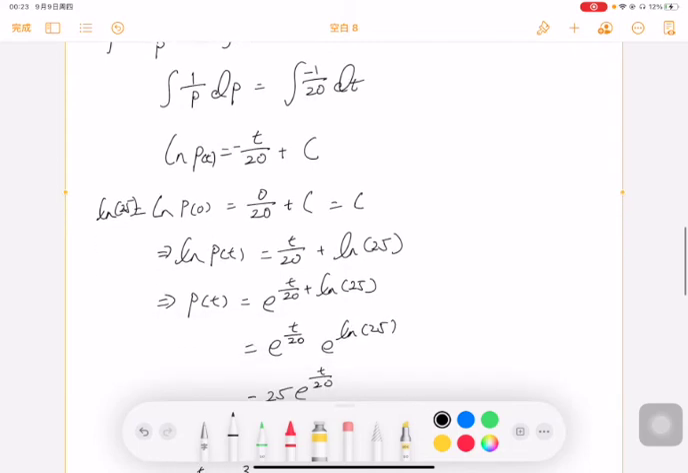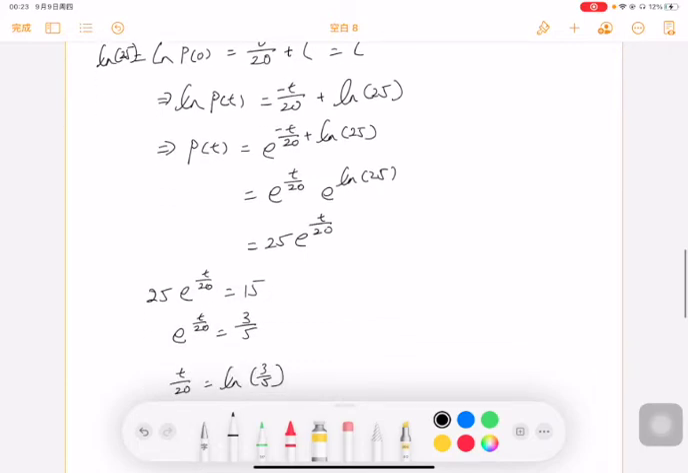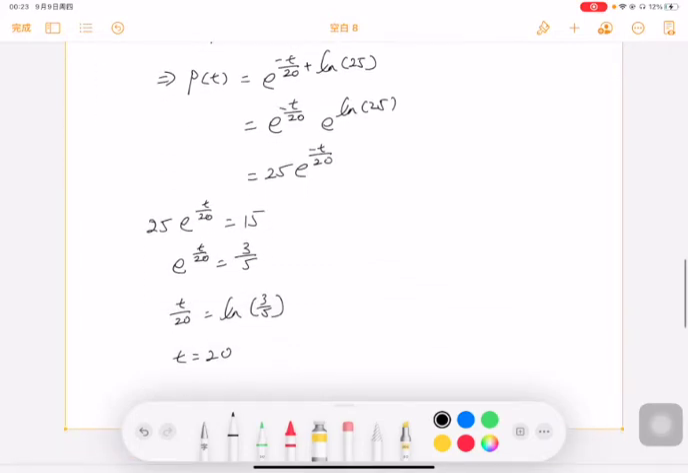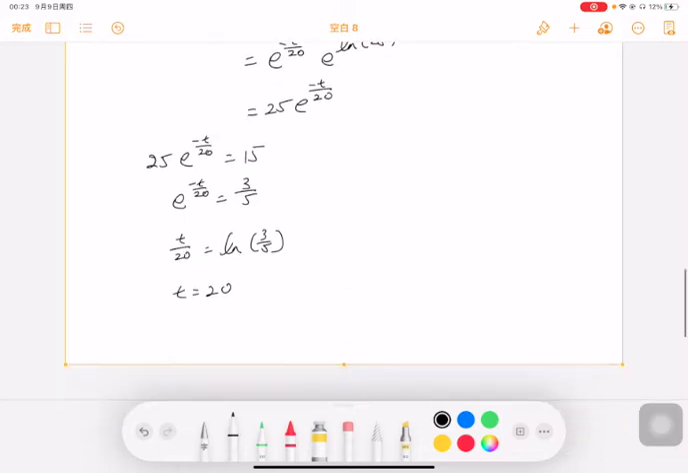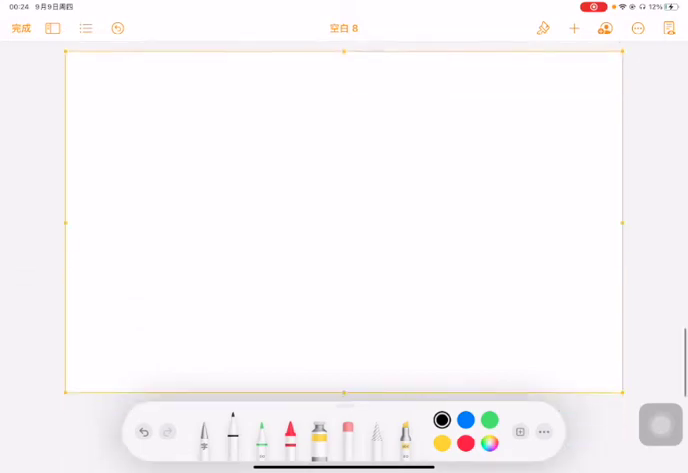ln of P is minus t over 20. And it doesn't really change the value of C, so we get minus t over 20 plus ln of that. It's just a minus sign everywhere. Okay. All right, therefore t is minus 20 times ln of 3 over 5. Okay, so that's the final answer for problem 2.